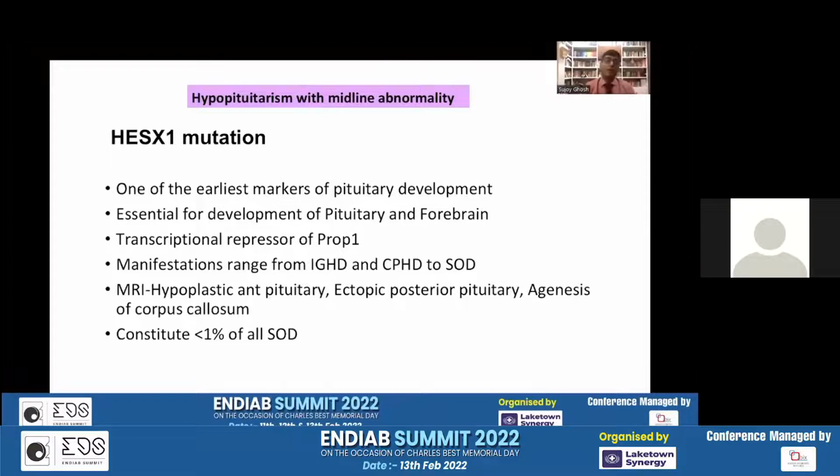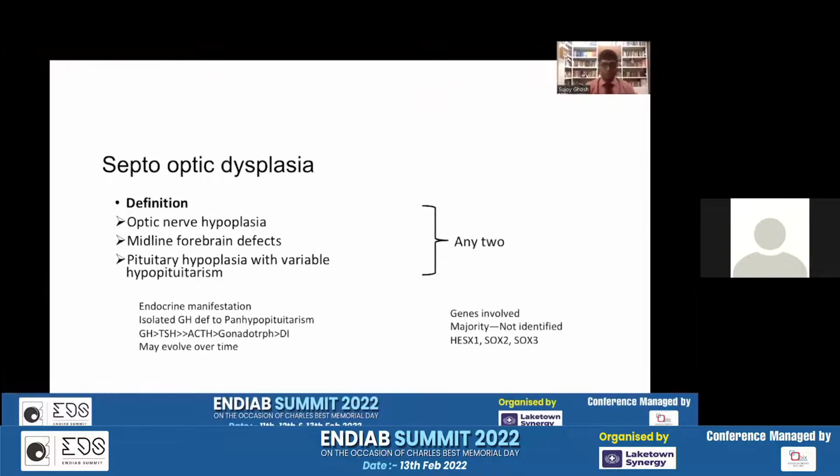And if you do an MRI, you will probably find a hypoplastic pituitary, an ectopic pituitary might be seen, and you might find agenesis of the corpus callosum. It constitutes less than 1% of all septo-optic dysplasias.